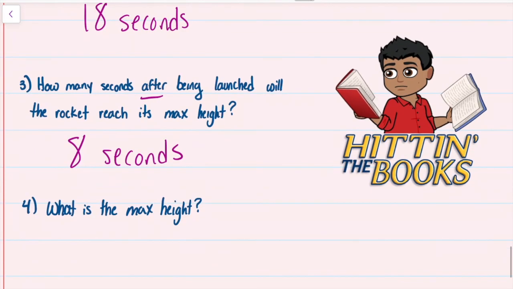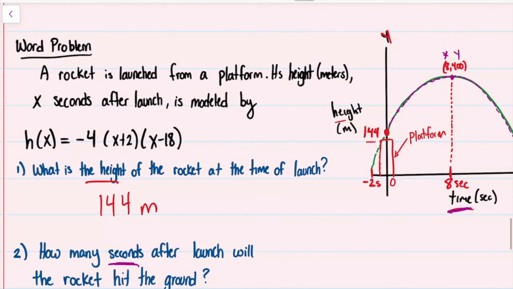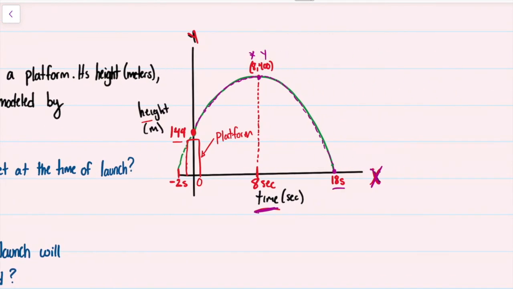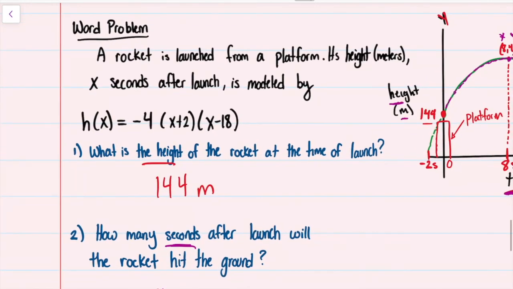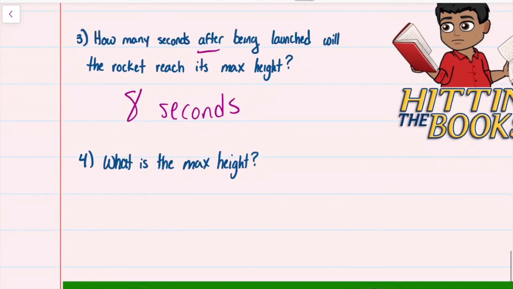And finally, what is the maximum height? Now, we talked about this. The x is time, so the y has to be the height. So at this point, 400 what? 400 meters. 400 meters was the maximum height the rocket ever got.